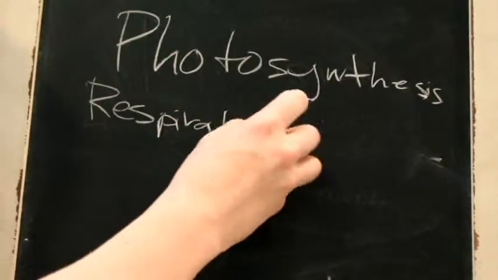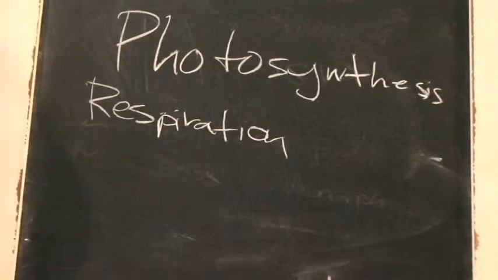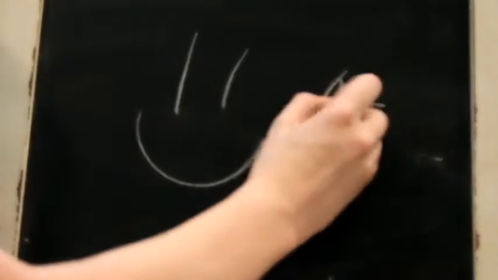Photosynthesis and cellular respiration are how things get energy. Remember, animals don't do photosynthesis because they eat other things to get their glucose. And now you know more about cell processes.